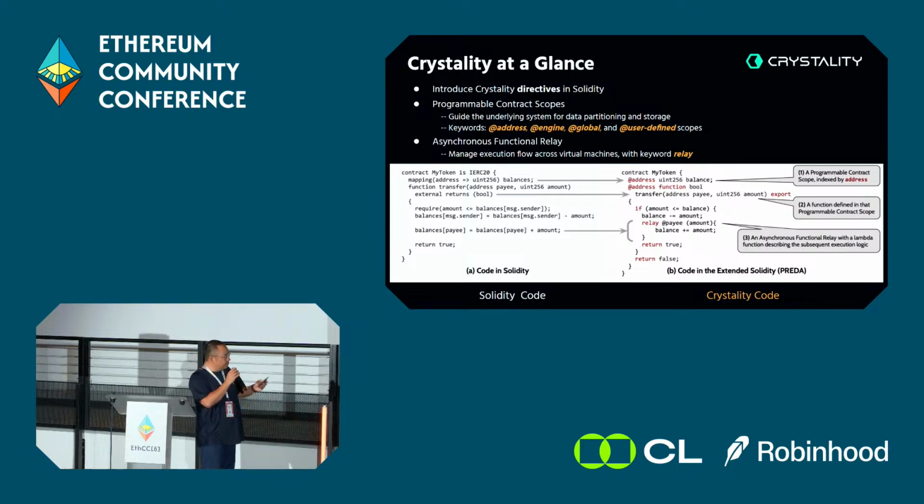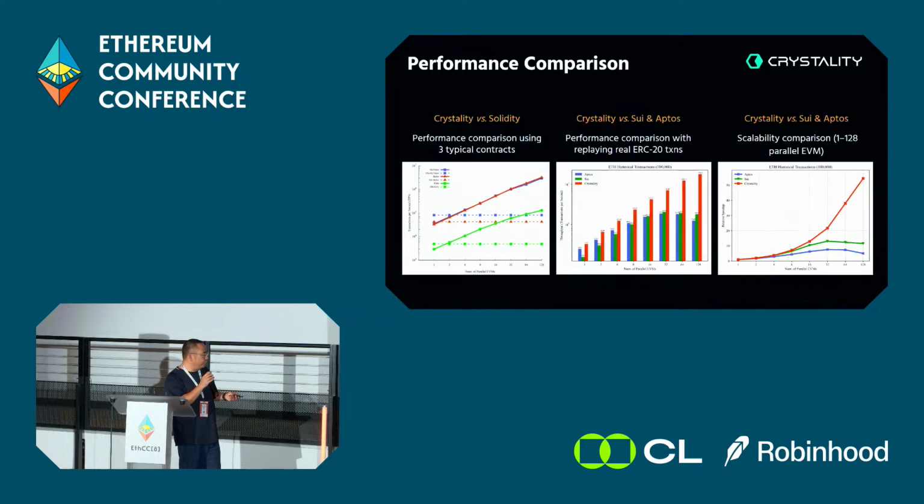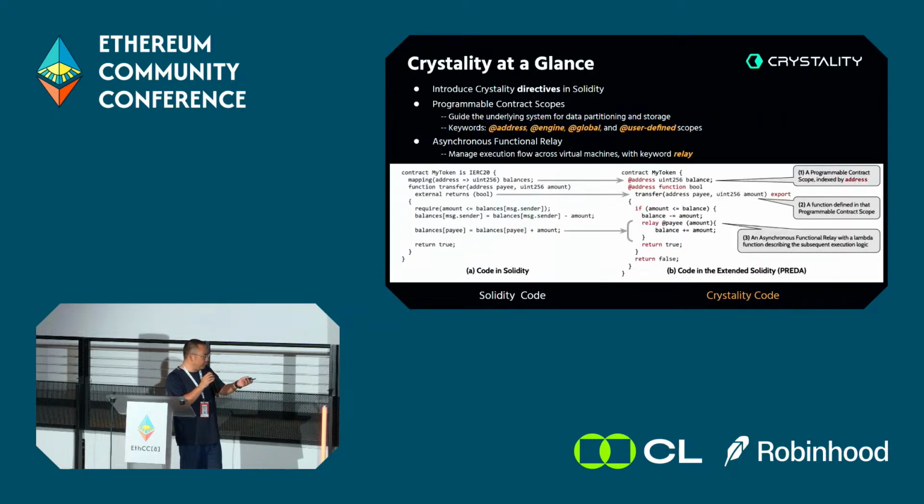When we meet the state switching, in this case from the signer address to the page address, we use a relay to define this switch in this lambda expression.